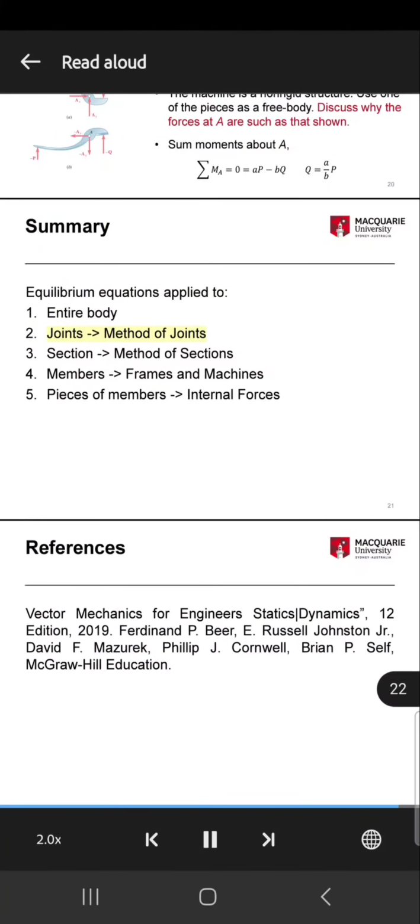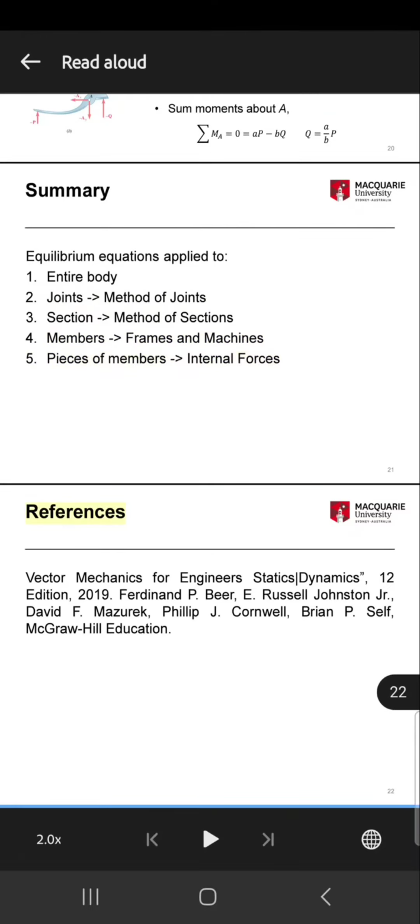Summary. Equilibrium equations apply to: 1. The entire body. 2. Joints, in the method of joints. 3. Sections, in the method of sections. 4. Members of frames and machines. 5. Pieces of members, to find internal forces.